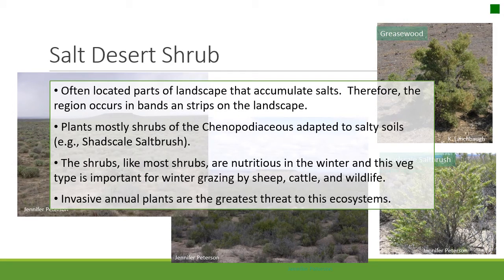When you think about the basin and range of the Great Basin, you think of an area where there's a high elevation, and then you move down to sagebrush benchlands, and then in the range down in the low part, you get to salt desert shrub. And it's in the lower part of the landscape because it accumulates salts.